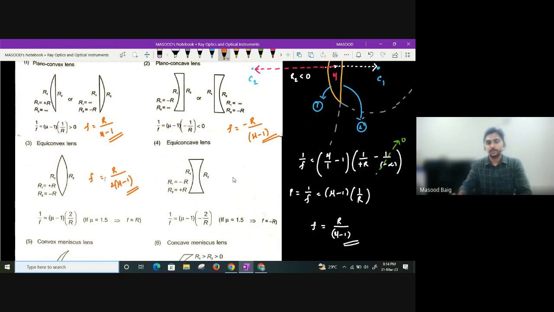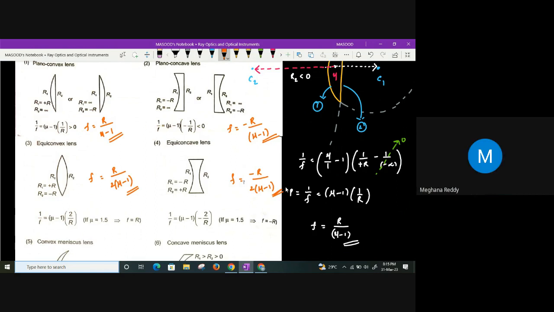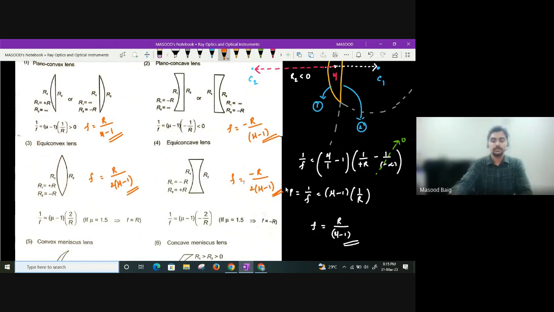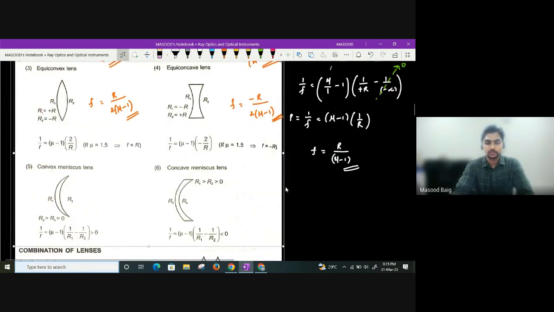For an equiconvex lens, the focal length will be half of the plano convex lens, so you will get r divided by 2 into (mu minus 1). In the same manner, for an equiconcave lens, what will I get? Minus r divided by 2 into (mu minus 1). Is that clear? Why is it halved? I'll tell you in a very short amount of time, in case of cutting of lenses or combination of lenses, guys. I hope you have understood it.